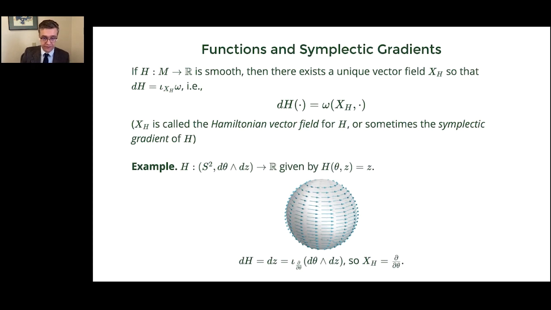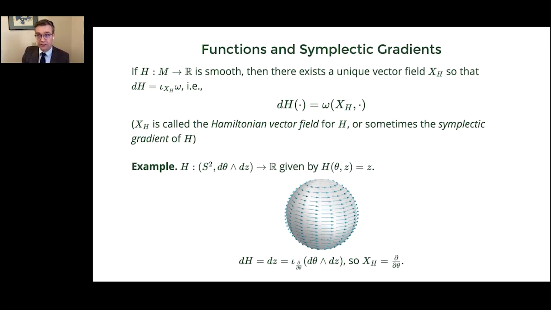Well, dh, of course, is dz. And then you say, okay, what's the vector field I can contract into d theta wedge dz to get dz? And of course, the answer is the vector field pointing in the theta direction, because that will match with the d theta. So the Hamiltonian vector field associated with this height function is exactly the one that points along the circles of latitude.